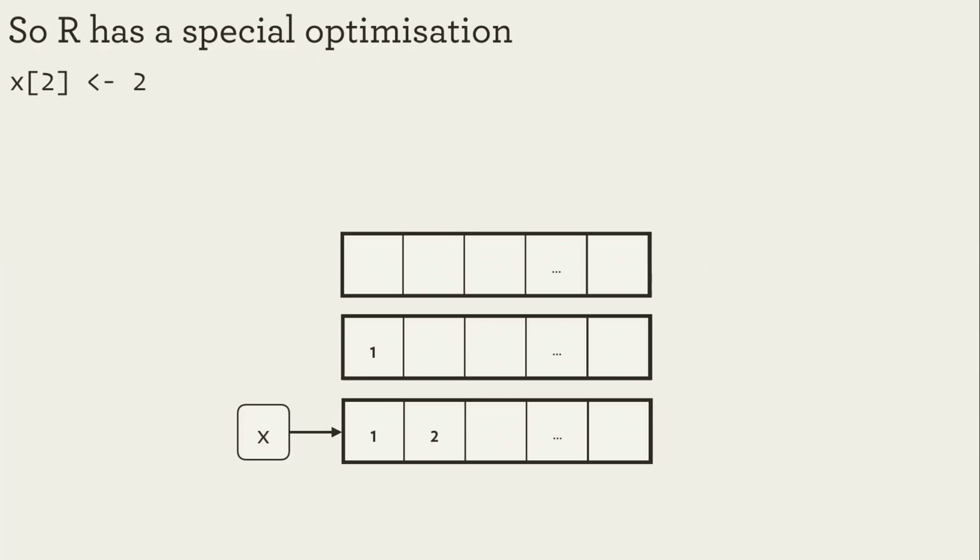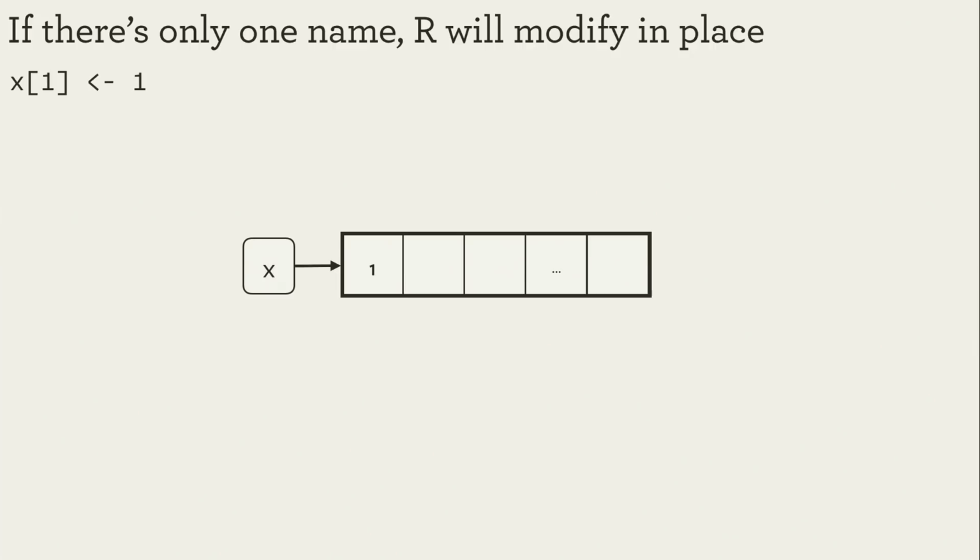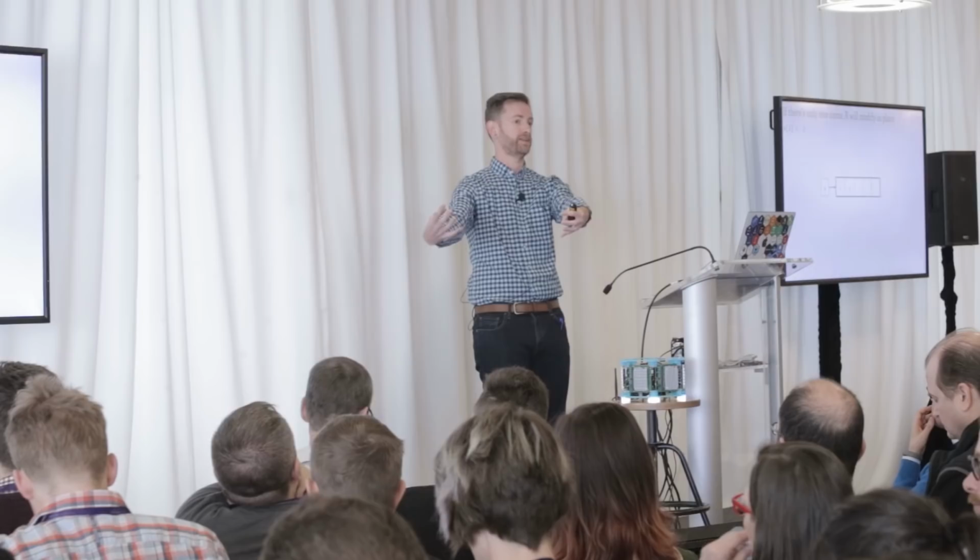So R has this optimization so that if it knows that the vector only has one name, only one reference pointing to it, it will modify it in place. This keeps the performance of R at a reasonable level. It has a special optimization because if only one thing is pointing to an object, it doesn't really matter if you modify it in place. From the outside world, it's exactly the same as if you had created a copy and then changed the reference to it, because there's only that one reference.